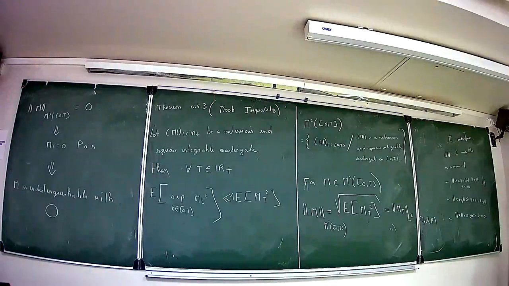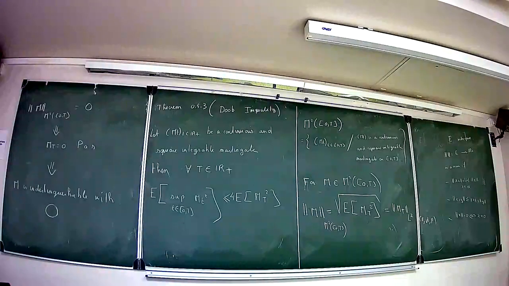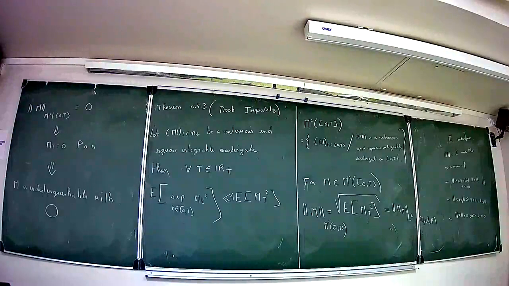Excuse me, I don't understand your last sentence. M is indistinguishable from 0? It's just the definition I have given to you: X is indistinguishable from Y if the probability of the intersection of X_t equal to Y_t is equal to 1. Just the definition. So I am indistinguishable from 0.